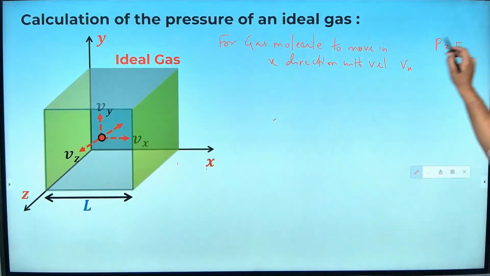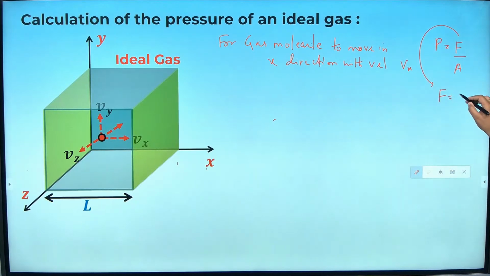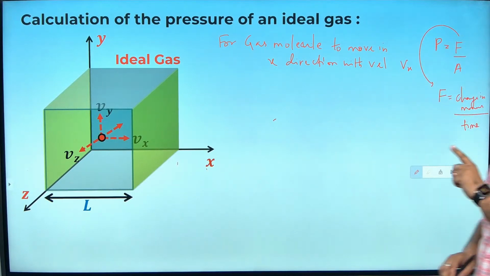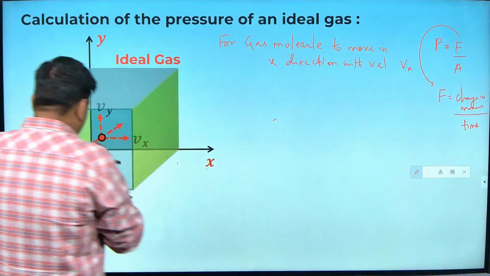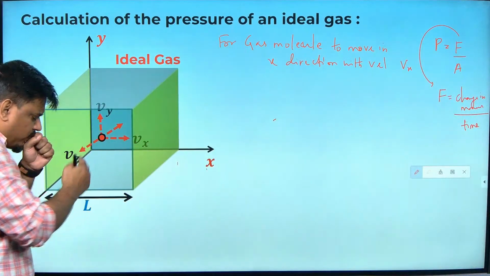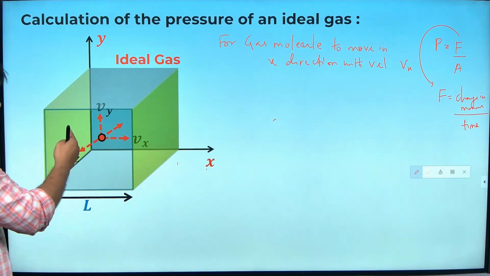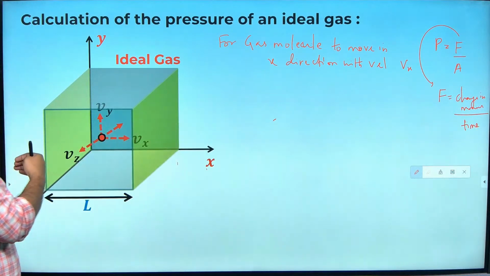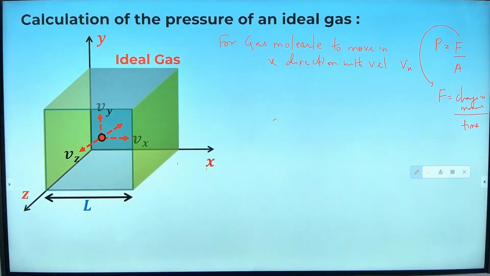And what is the force formula? The force formula is rate of change of momentum. That is change in momentum by time. Yeah, rate of change of momentum, I am writing change in momentum by time. So I will find, if this gas molecule starts from the origin, goes and hits the wall, and comes back, what is the change in momentum?